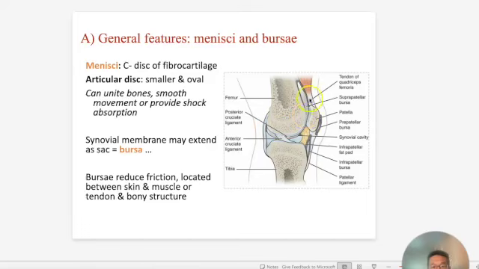Some of you have heard of bursitis. You have a lot of bursa. It helps reduce friction, located between the skin and muscle. Where there's a lot of movement, there's usually a bursa there to reduce friction. You have another bursa here, and another bursa here.